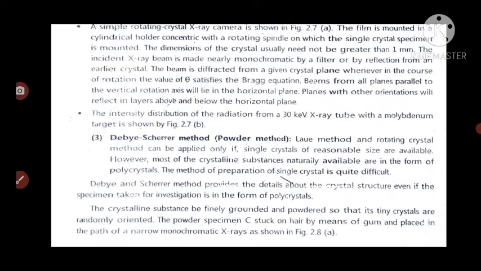The powder is stuck on a hair with gum and placed in the path of the narrow monochromatic X-ray beam, which is shown in the figure.